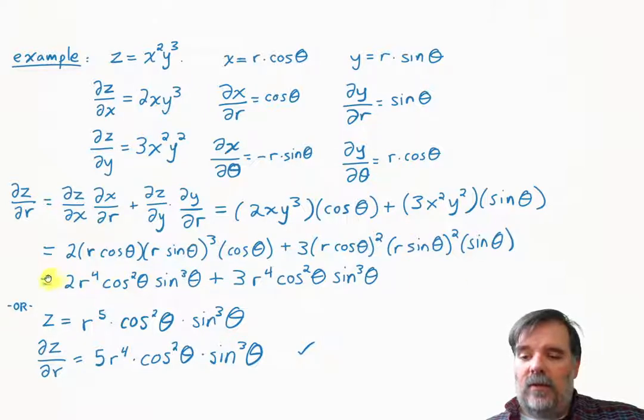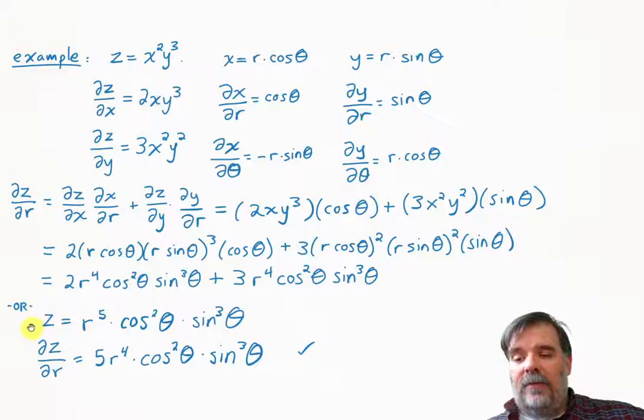When you expand this all out, it actually simplifies very nicely, right? So combining all powers or all terms of cosine theta, all terms of sine theta, all powers of r. Here we have the coefficient 2. This next group has coefficient 3. In fact, you can even add these together to get 5 times r to the 4th times cosine squared theta times sine cubed of theta.